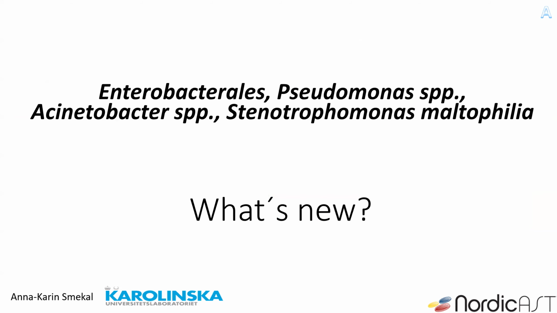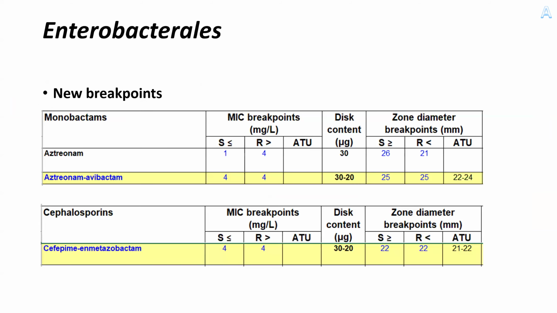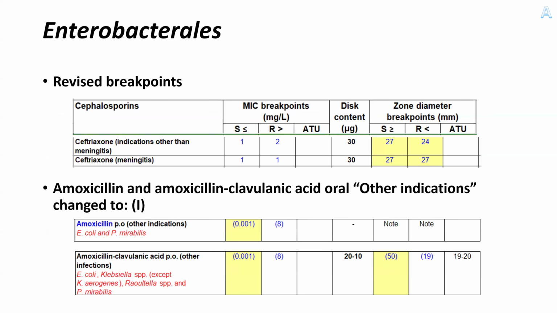Yes, then we should take a look at the big gram-negative sheets. The first one is the Enterobacterales, where we have 2 new breakpoints for aztreonam-avibactam and cefepime-enmetazobactam. And we can go to the next slide where we have the only revised breakpoint for the Enterobacterales, and that is the zone diameter breakpoint for ceftriaxone. And the amoxicillin and amoxicillin-clavulanic acid oral other indication is now changed to an I in brackets, as I mentioned before.